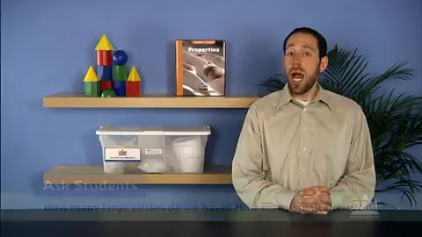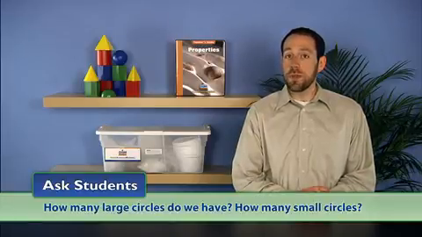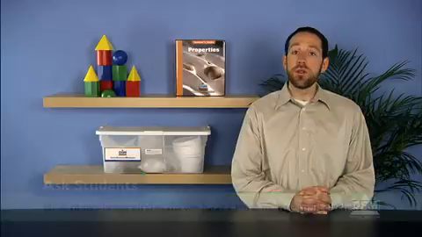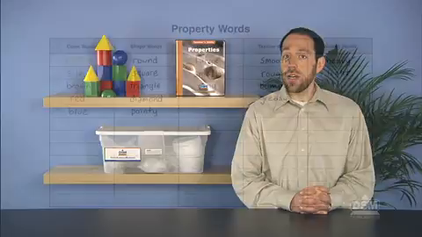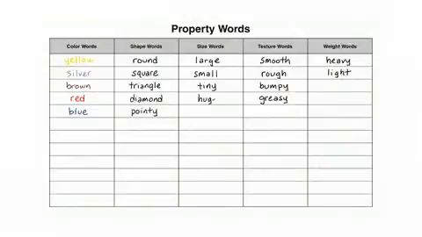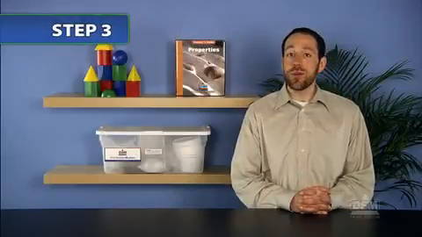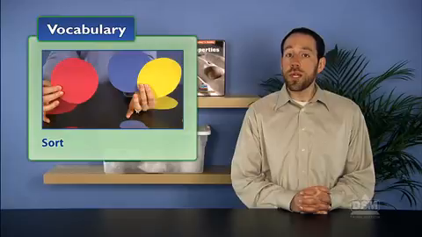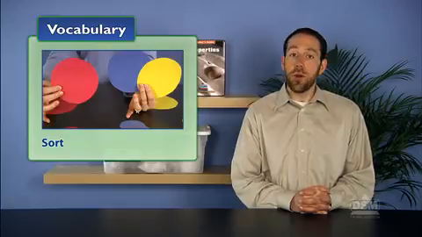in Group 1. Then ask students, how many large circles do we have? How many small circles? Students should have 4 small circles and 6 large circles. After the students have properly identified the circles, review the size words on the property words chart and add any new words that the students may have come up with. Explain to the class that when you sort objects, you group them together with other objects of a similar property.